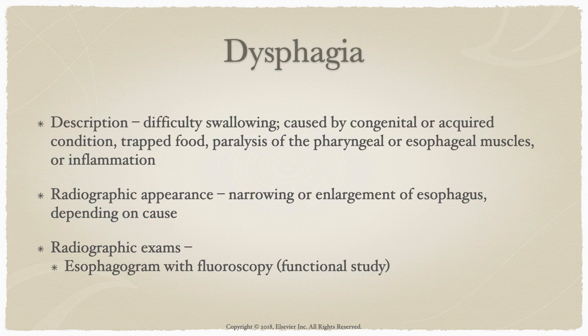Dysphagia, or difficulty swallowing, caused by congenital or acquired condition, trapped food, paralysis of the pharyngeal or esophageal muscles, or inflammation. It looks like narrowing or enlargement of the esophagus, depending on cause. Use an esophagram with fluoroscopy for a functional study.